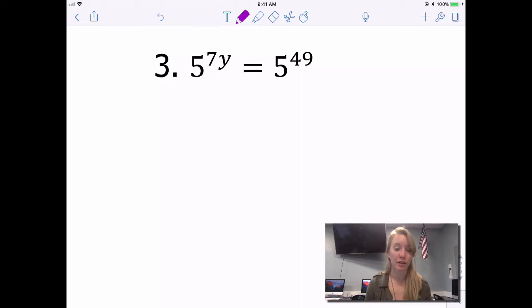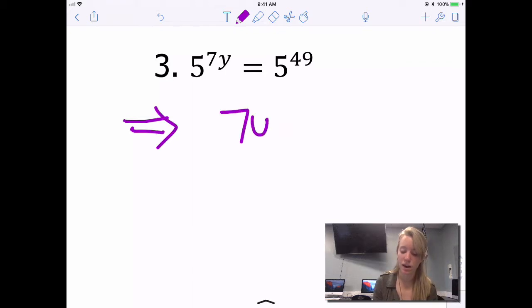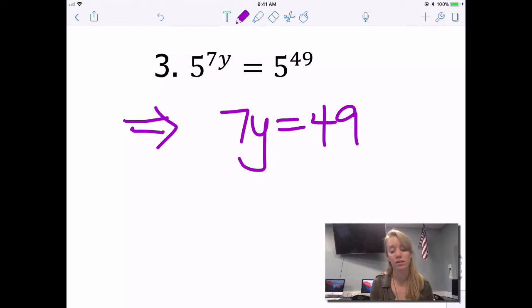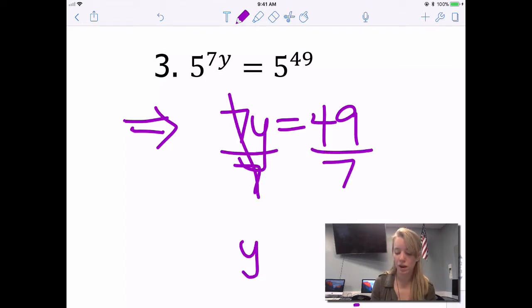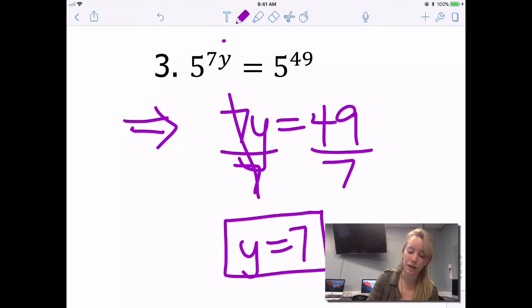You should be seeing a pattern. I've got 5's as my bases. Those are already equal. I can say, therefore, 7y has to equal 49. That's the only way the left can equal the right. Divide by 7 on both sides, and y is equal to 7. If I plugged 7 back in for y, I'd get 5 to the 49 equals 5 to the 49. Check, we're good.